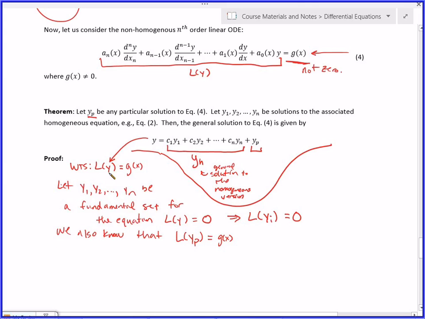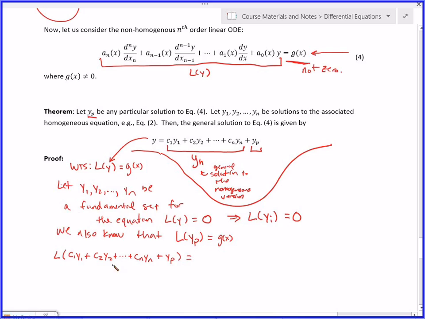But now what we want to check is Ly for this particular y equal to g. So L of C1Y1 plus C2Y2 plus all the way out to CnYn plus Y_P. Question is, what does that equal? When we use what we've already stated to prove that. So what can we say this is equal to? We don't know that yet. But what can I do to it? That's what we want to get to. We want to show it's g of x, but we have to be able to explain why.